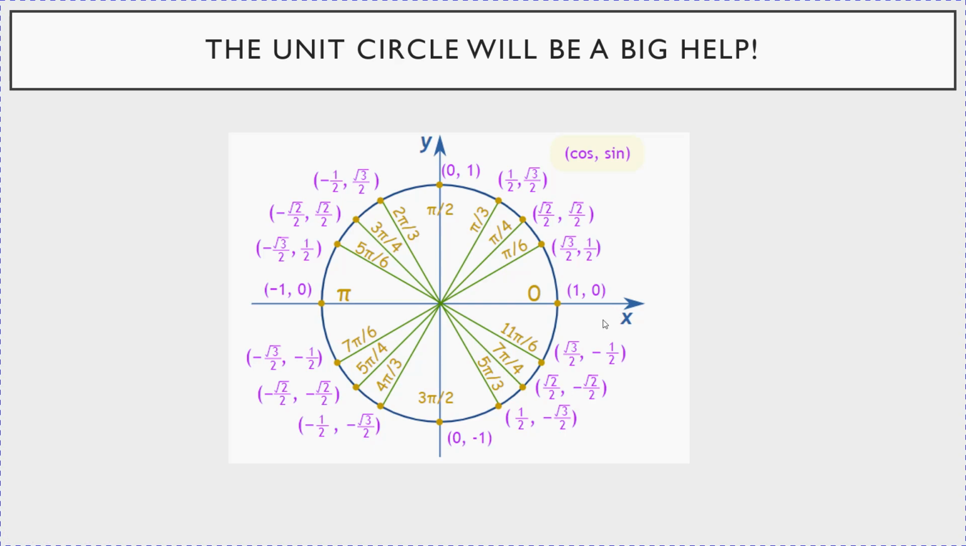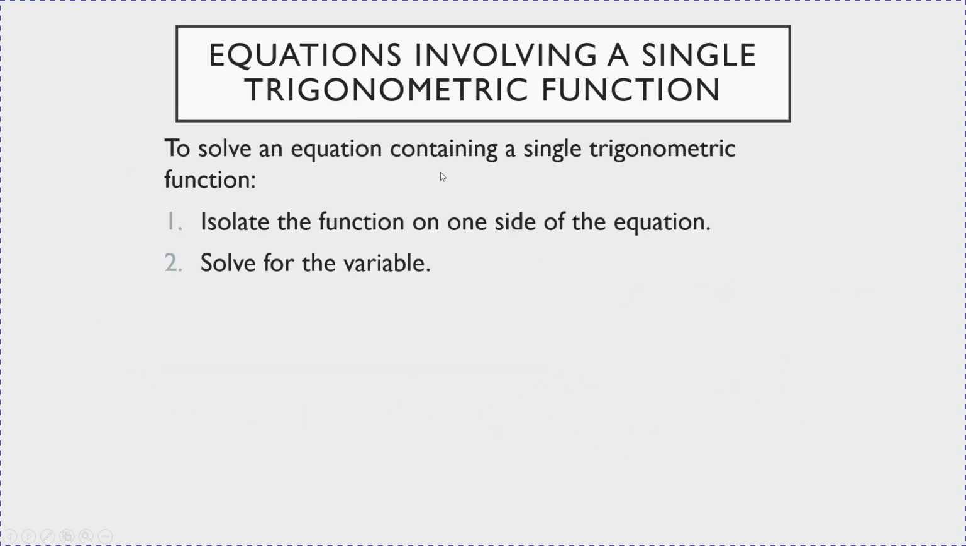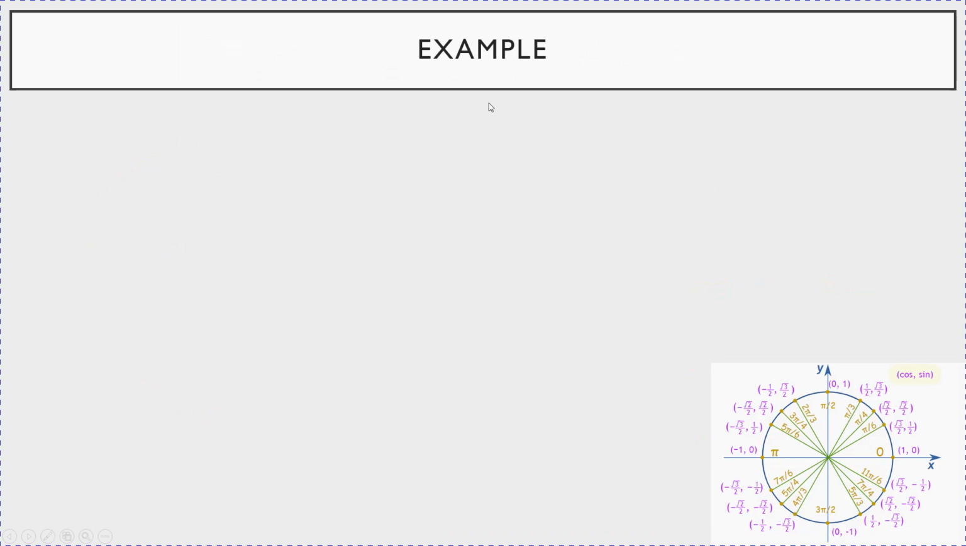There are 2 ways we can solve these problems. For this first problem, sine of x is equal to the square root of 3 over 2, we can look at solving on a restricted domain. You'll see me say something like, solve on x between 0 and 2 pi. And then there's another one where I'm going to solve for all solutions, and I'm going to show you and explain that. All right, let's jump right in. We've got our unit circle ready. So here's our first example.